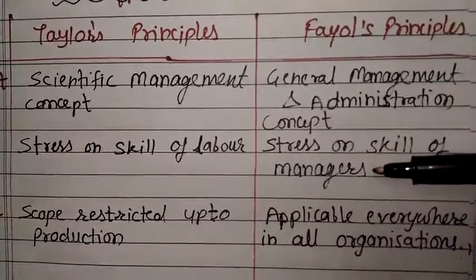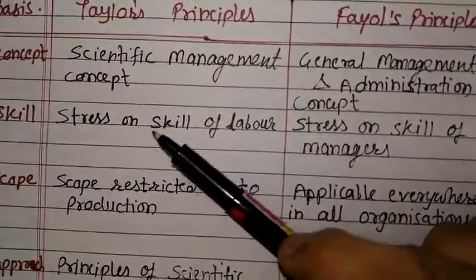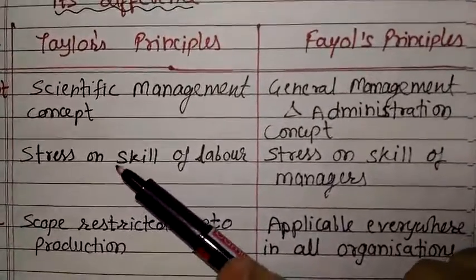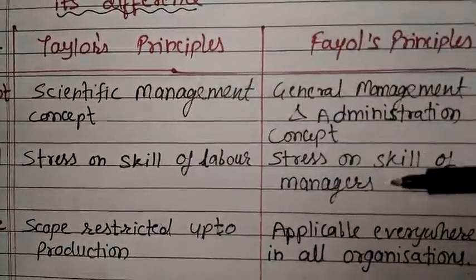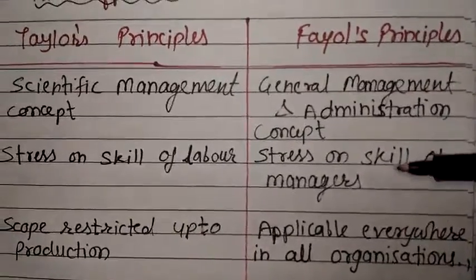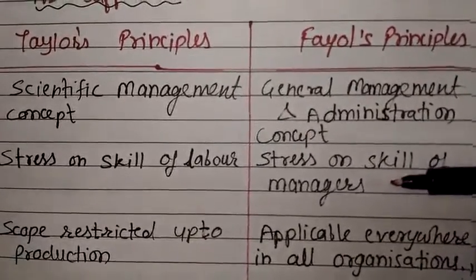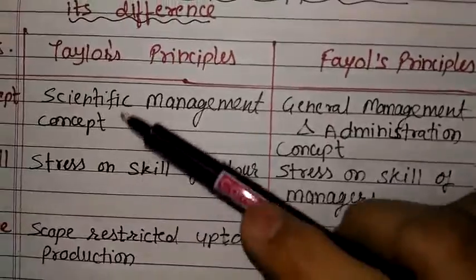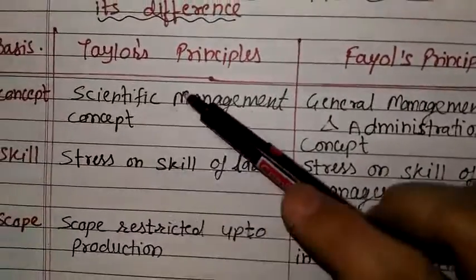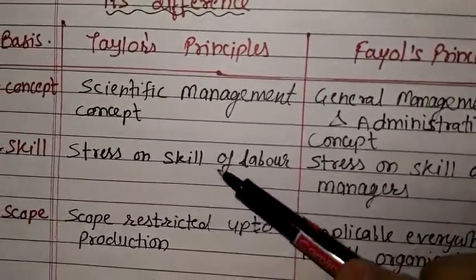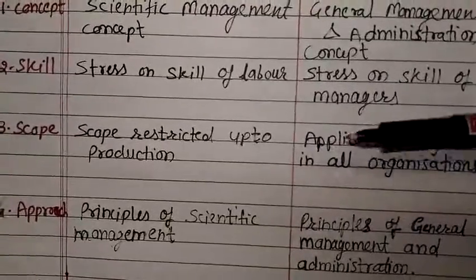Fayol tried to improve the skill of the manager so that he can get the work done easily by the laborers. Taylor has given the principle of multiplicity of command, but Fayol has given the principle of unity of command, meaning a single command should be given by managers, but different types of commands are given to the labor in Taylor's principle. The next one is scope.